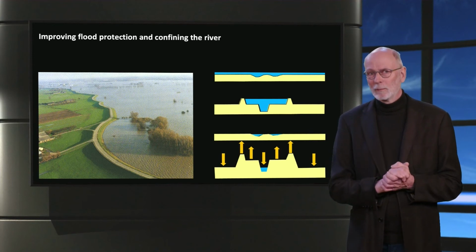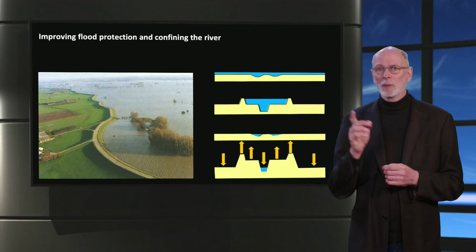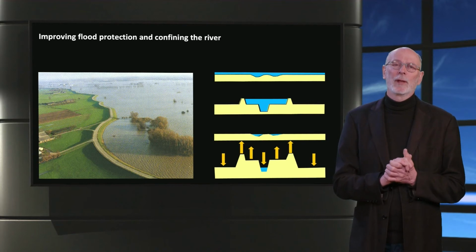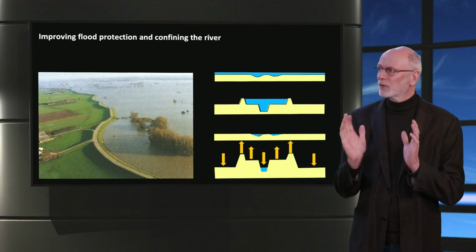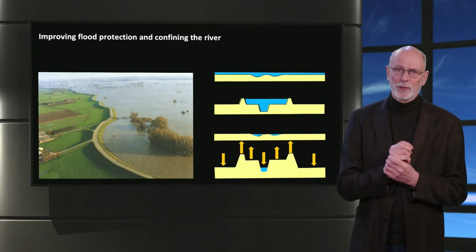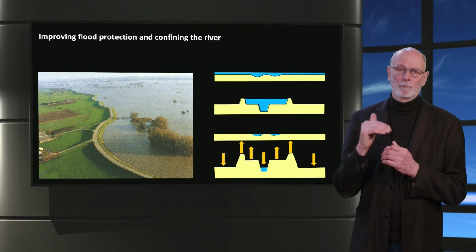A first and obvious consequence, as shown on the right-hand side on top, are higher flood levels in the river because during a flood, the same amount of water must be discharged through a narrower, straight-jacketed river. That is the first hydraulic response of the river to human intervention.